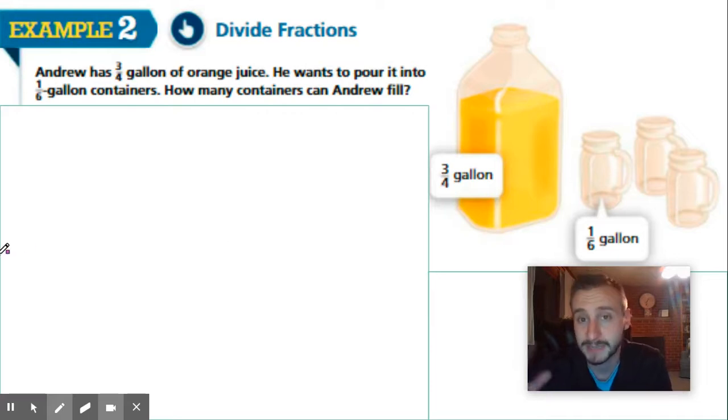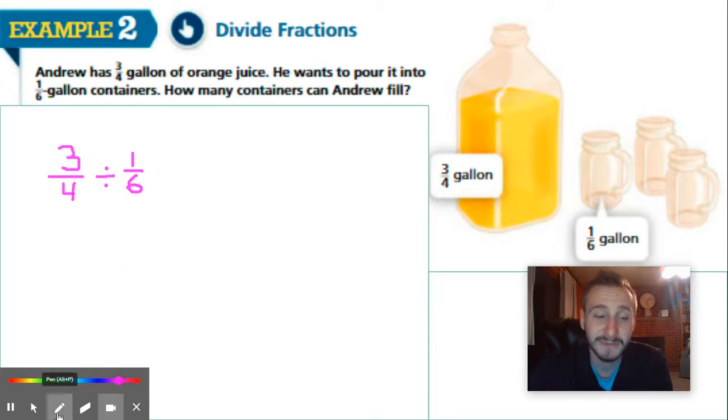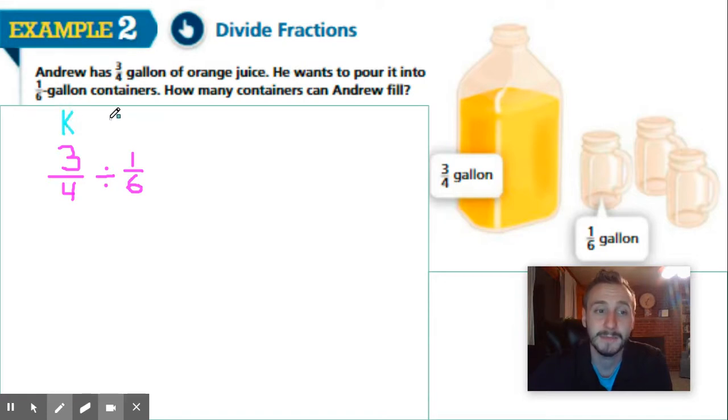Same problem, same setup. We want to do 3/4 of a gallon because that's what we're starting with. And we're dividing that orange juice into 1/6 gallon containers. So we have 3/4 divided by 1/6. Keep, change, flip. So we want to keep 3/4 the same, change division to multiplication, and flip, find the reciprocal of 1/6. So keep 3/4.